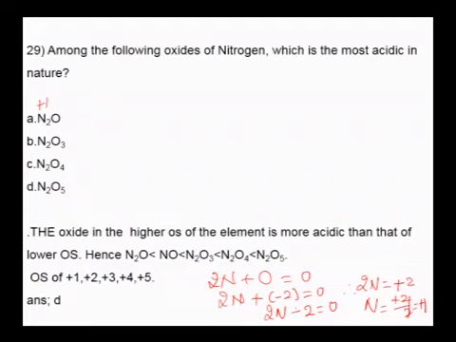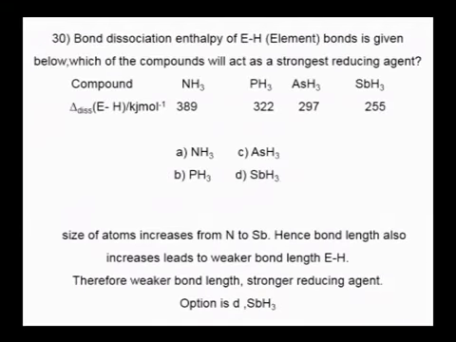In the second one, oxidation state is plus 2. In the third one, oxidation state is plus 4. In D, oxidation state is plus 5. As the oxidation state of the element in its oxide increases, its acidic strength also increases. So, therefore, the option is D, because nitrogen has the highest oxidation state in its oxide.